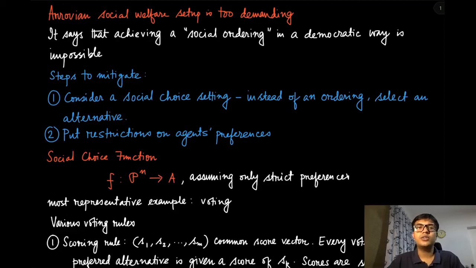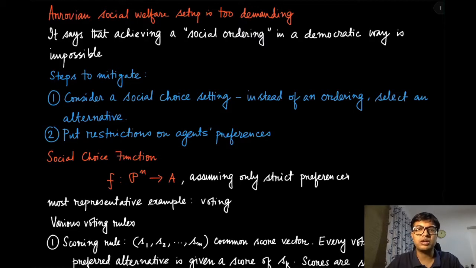One can argue that the Arrovian social welfare setup is too demanding, and that is one of the reasons why we got the impossibility result due to Arrow. So, in Arrow's social welfare setup, we are looking at a complete ordering over the alternatives as an outcome of that welfare function. Now, this could be very demanding, and the summary of Arrow's impossibility result can be said in the following statement: that achieving a social ordering.